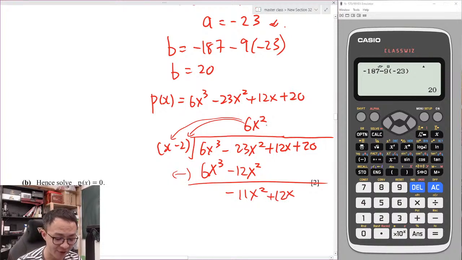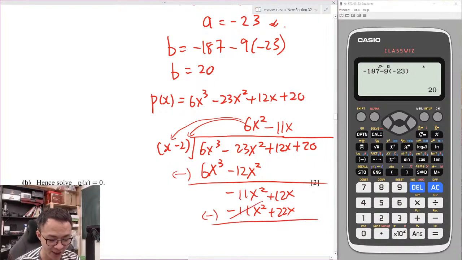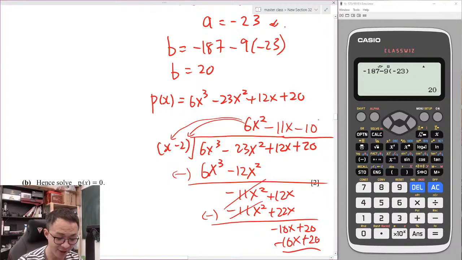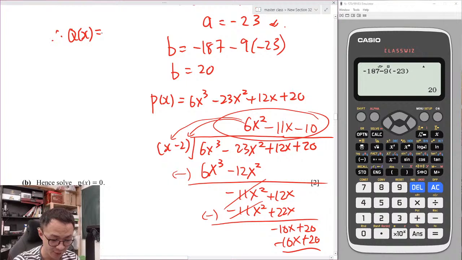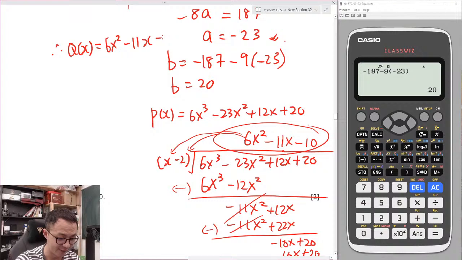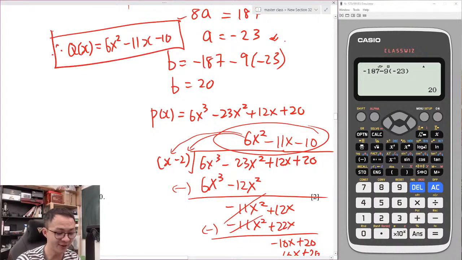So I want to get rid of negative 11x squared, so it's negative 11x. So negative 11x squared plus 22x. I have an invisible minus, isn't it? So I will cancel out this one. So here will give negative 10x plus 20. So minus 10, I get negative 10x plus 20. So I say q(x) is my answer, isn't it? Therefore, q(x) equals 6x squared minus 11x minus 10. Your final answer for q(x).